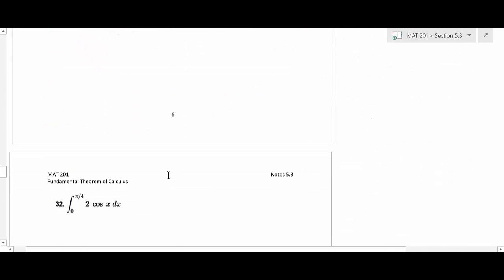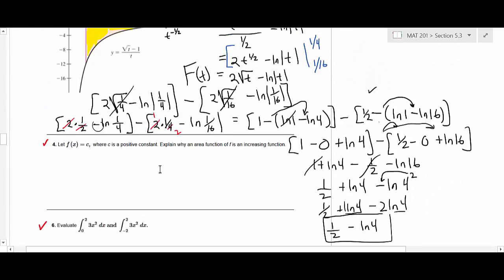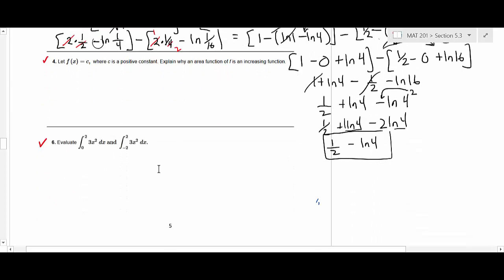And let's see, then what I want to get into here a little bit is just do some examples, a little bit more repetition of some definite integrals. So let's go ahead and draw a graph of f of x equals c.